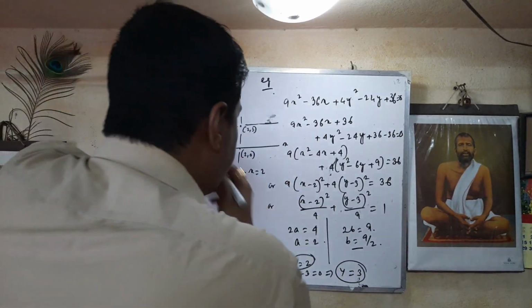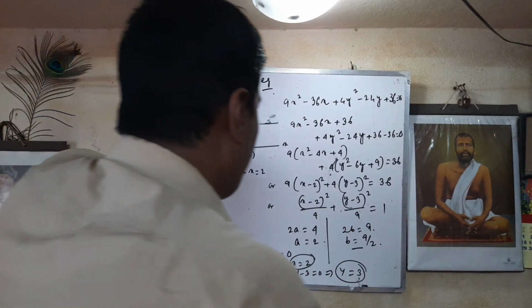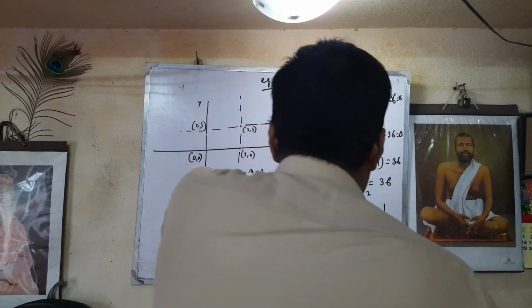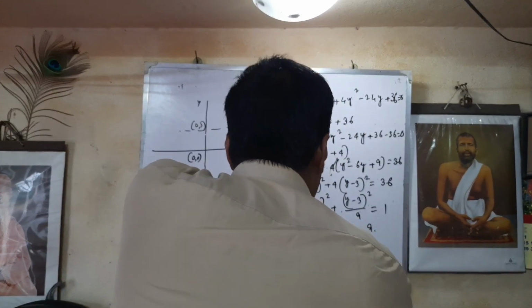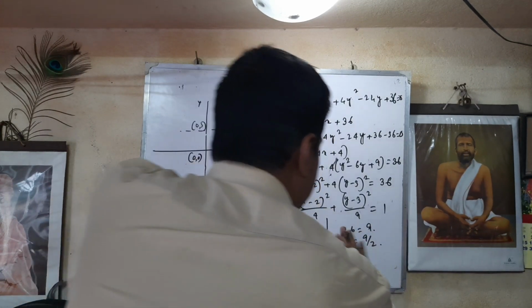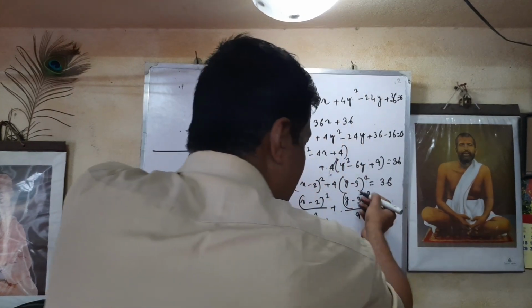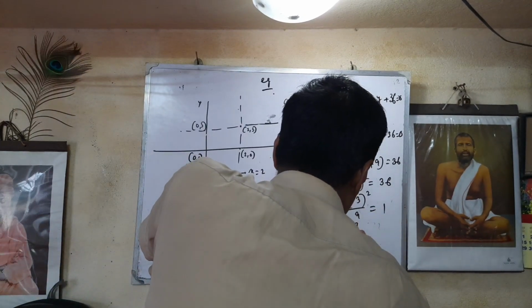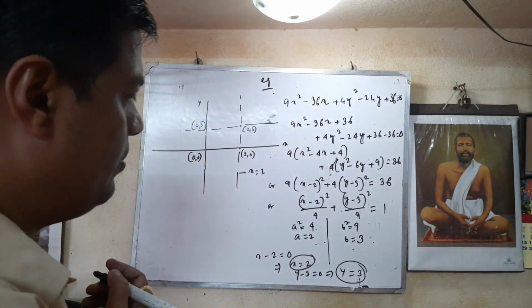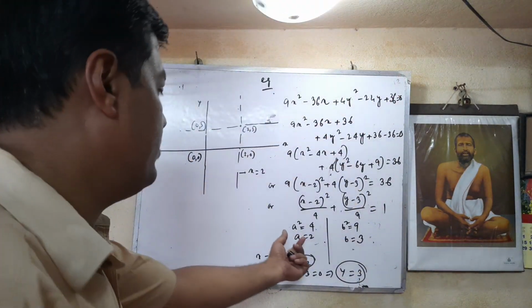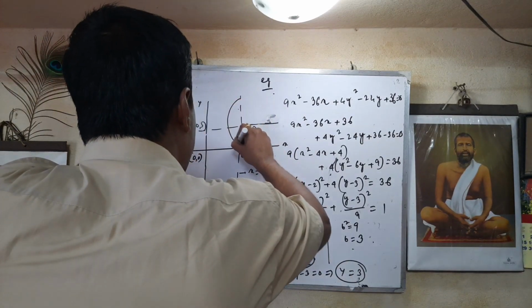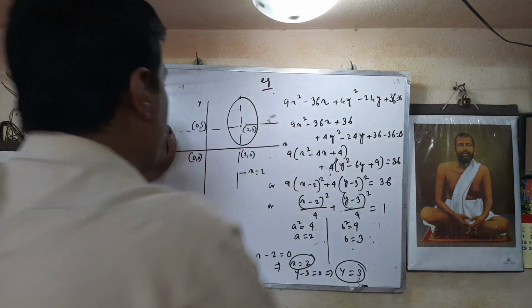Sorry, I have made a slight mistake here. a square equals 4, a equals 2, and similarly, (y minus beta) whole square by b square equals 9, or b equals 3. So the length of the semi-major axis is 2, the length of the semi-minor axis is 3, that is, the length of the major axis will be 4 and the length of the minor axis will be 6.